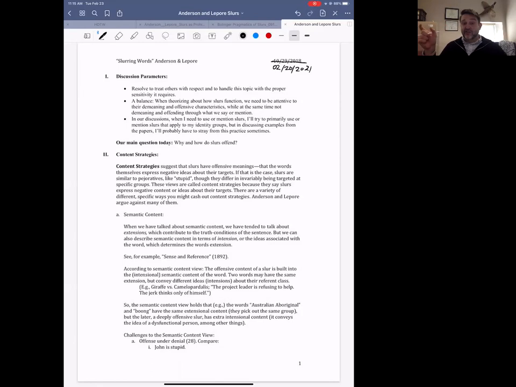If that's the case, then slurs are similar to pejoratives, like the word stupid, though they differ from pejoratives in being targeted at specific groups. These views are called content strategies because they say slurs express negative content or ideas about their target. And there are a variety of these different content strategies that Anderson and Lepore discuss in the longer article and that come up in the shorter article that you're looking at for this week.